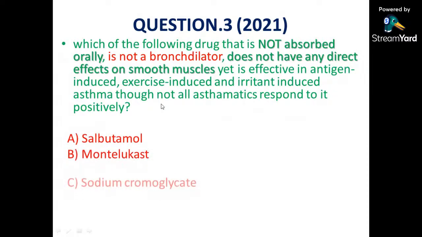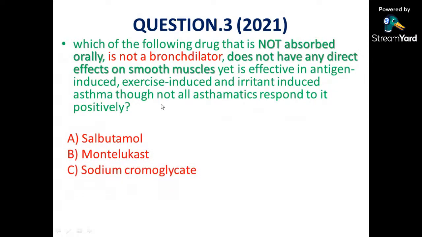Which of the following drugs is not absorbed orally, is not a bronchodilator, does not have any direct effect on the smooth muscles, yet is effective in antigen induced, exercise induced, irritant induced asthma, though not all asthmatics respond to it positively. So this is the question. To answer this, see, the answer C is already given, sorry for that.